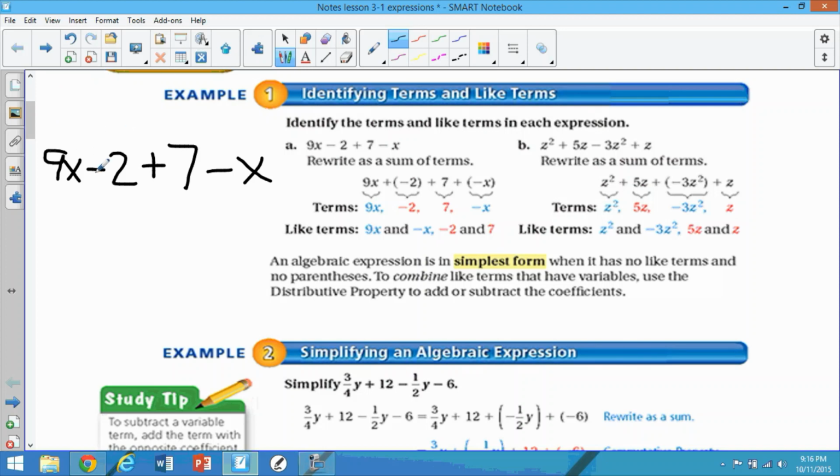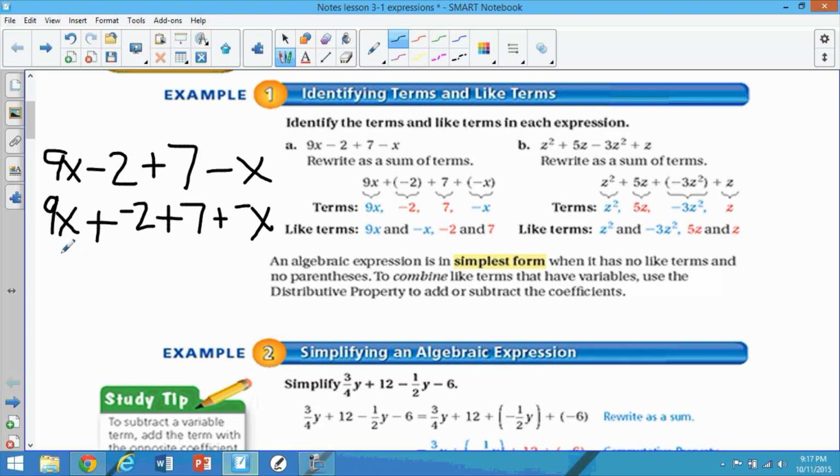So to do that, you would do 9x, because that's the first number in your expression, and then that minus becomes a plus, and that 2 becomes a negative 2. So it's the additive inverse property that you're doing. Then you add 7 to that, and then this minus becomes a plus, and then it's a negative x. Okay, so I always turn these minuses into plus the opposite. Always, always, always, because then you won't make mistakes. Otherwise, later on, you could easily make mistakes.